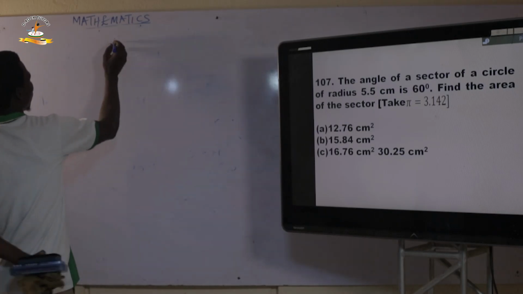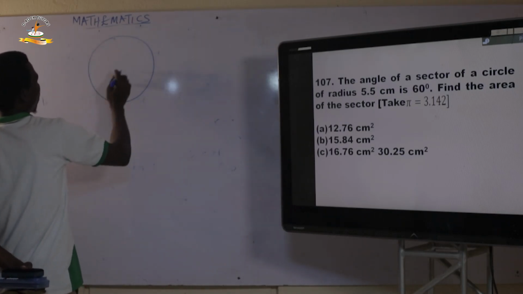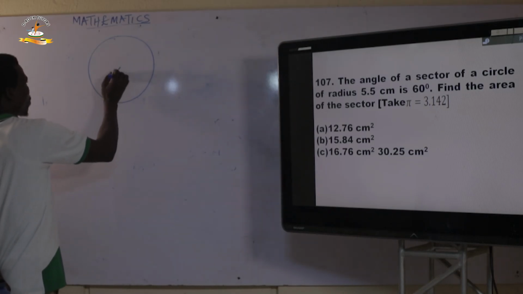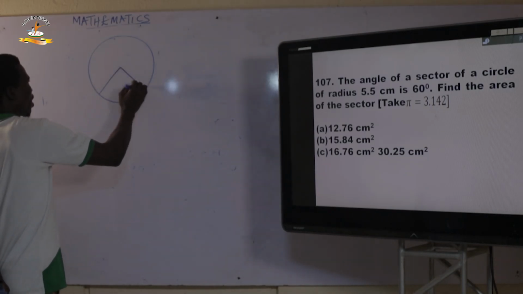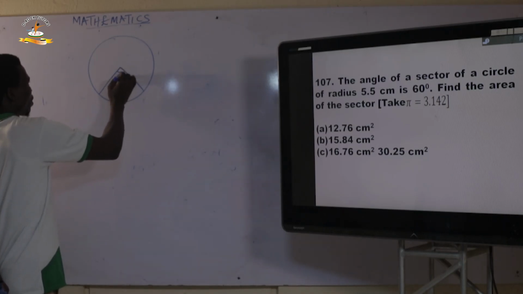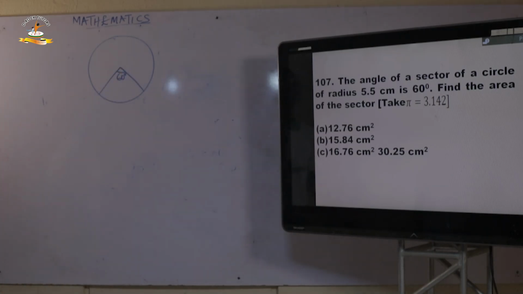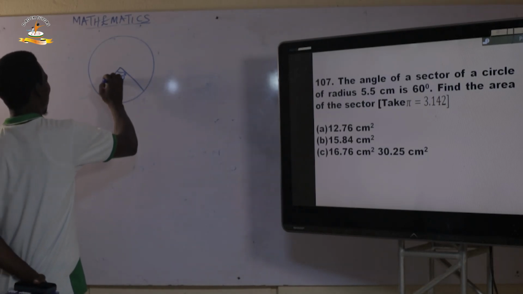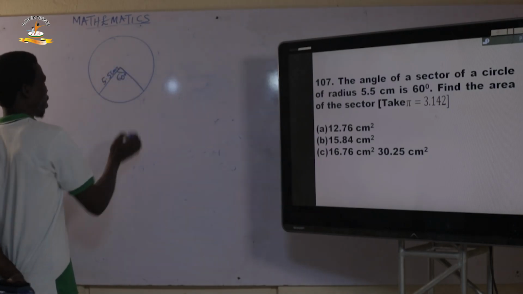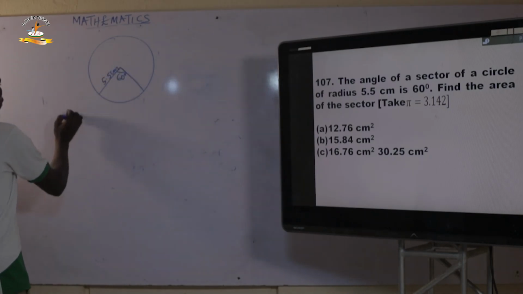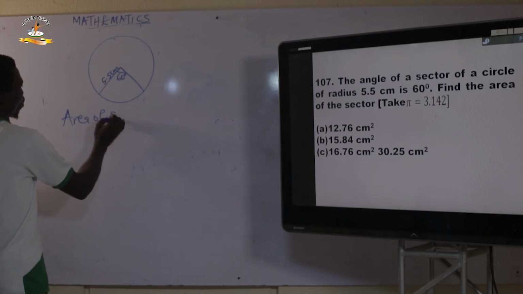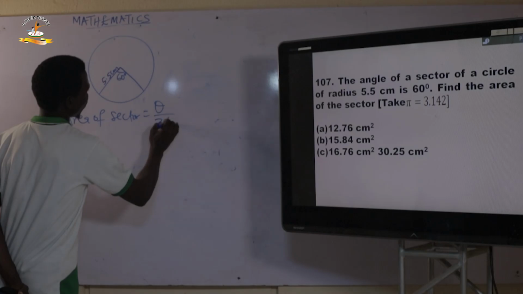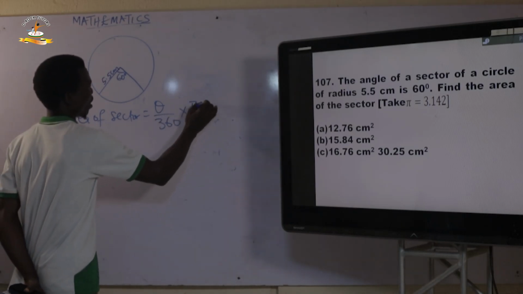So let's draw a circle, and let's say this is the center, and from the center we have two radii at angle 60 degrees. Don't forget, a sector is from two radii, so the area we are looking for, but don't forget the radius is what? 5.5 centimeters. How do we find the area of the sector? The formula is this: area of sector equals your angle given, that is theta, over 360 times pi r squared.